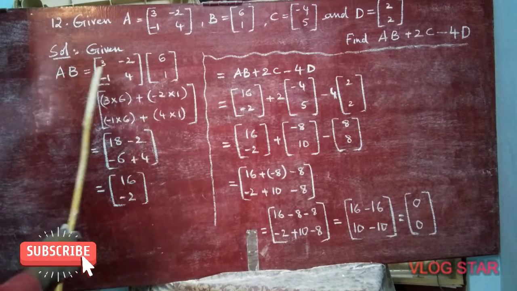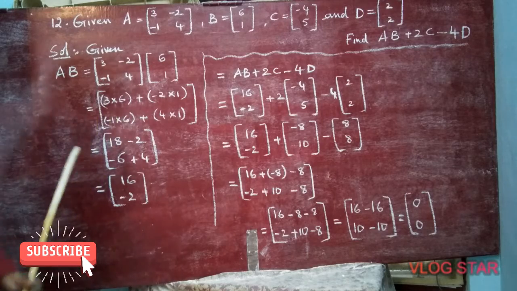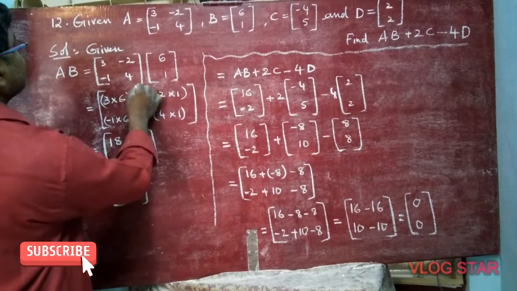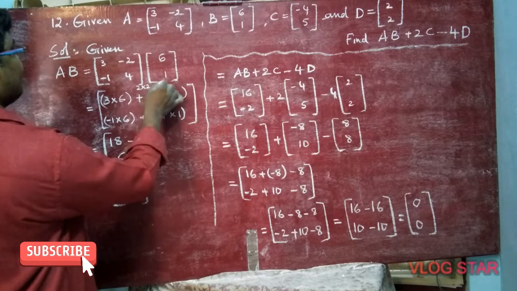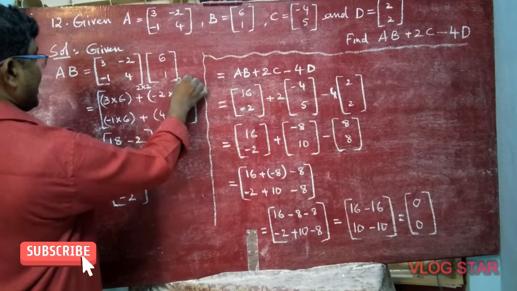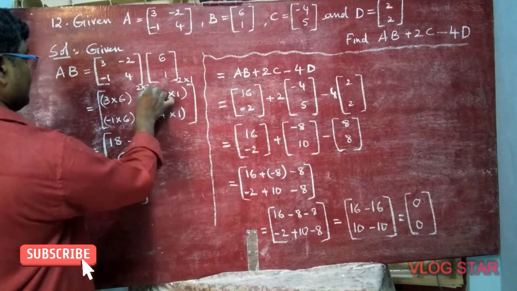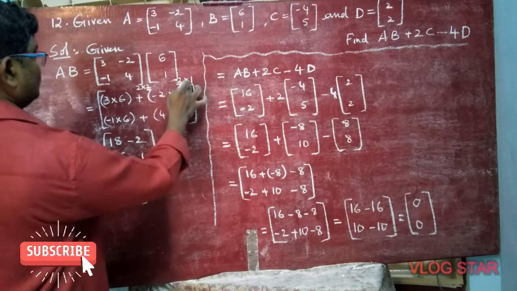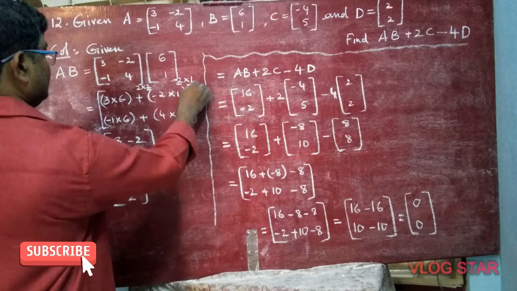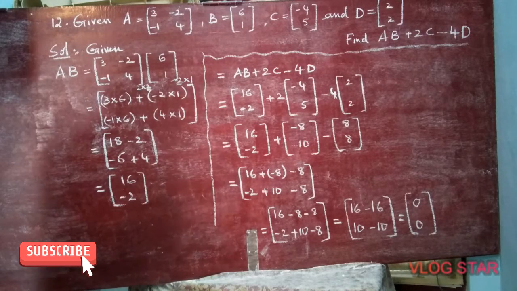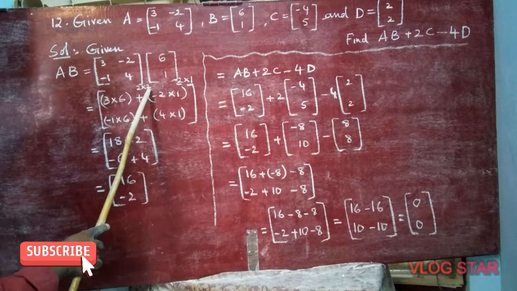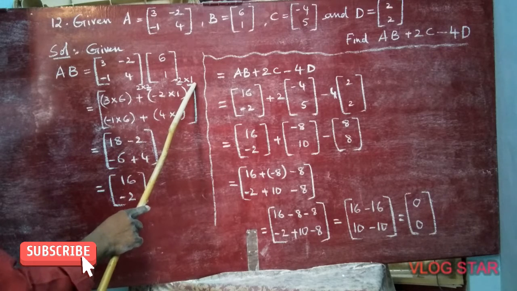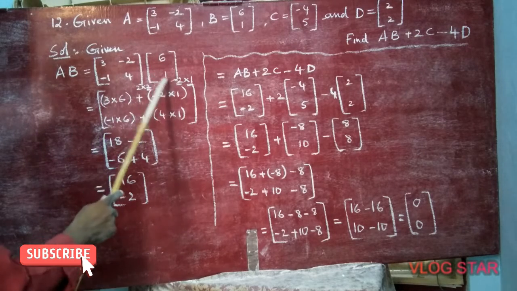A into B. So for multiplication you have to check the order. The first matrix is 2 by 2 and the second one is 2 rows and 1 column. The first matrix column should be equal to the second matrix row in that manner, then only it is possible. First matrix column is equal to second matrix row. So a 2 by 1 matrix comes. Now multiply row with the column.